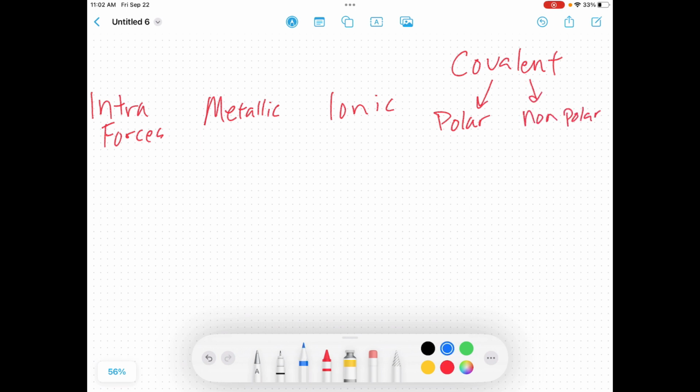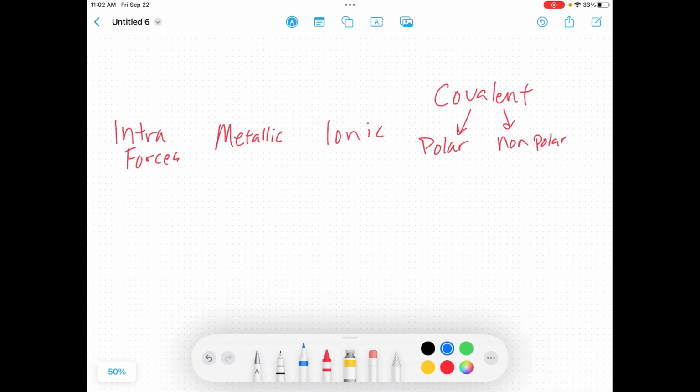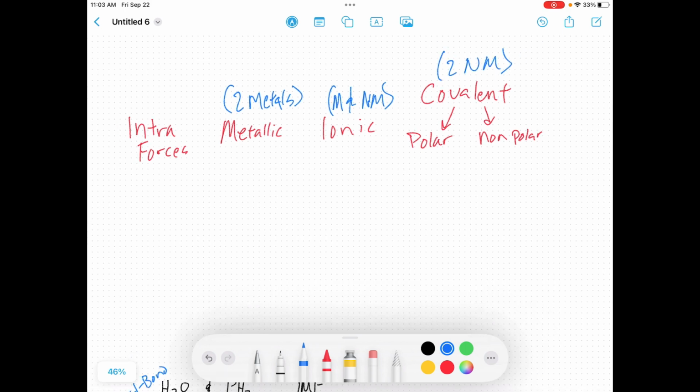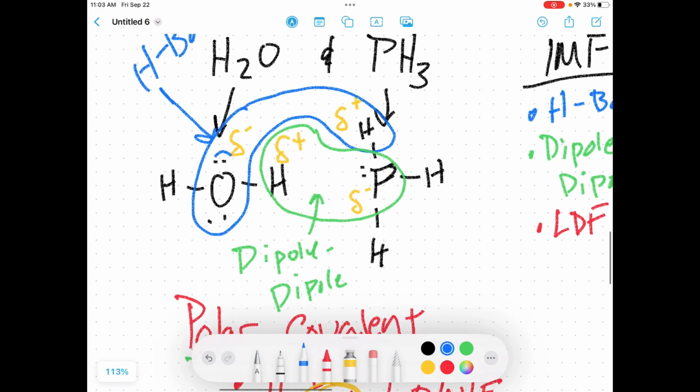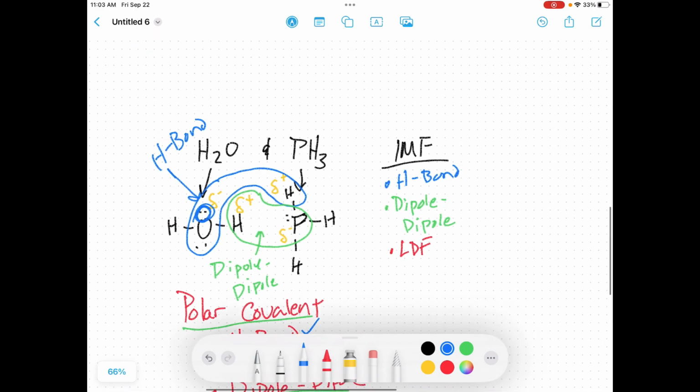A quick aside to figure out what's what. Metallic bonds will be between two metals. Ionic will be between a metal and a non-metal. And then covalent will be between two nonmetals. Non-polar is if you have symmetry. And then polar will be if you don't have symmetry, or if you have lone pairs. So remember down here, we had lone pairs, those free dots on oxygen in H2O. That is what I mean by lone pairs.